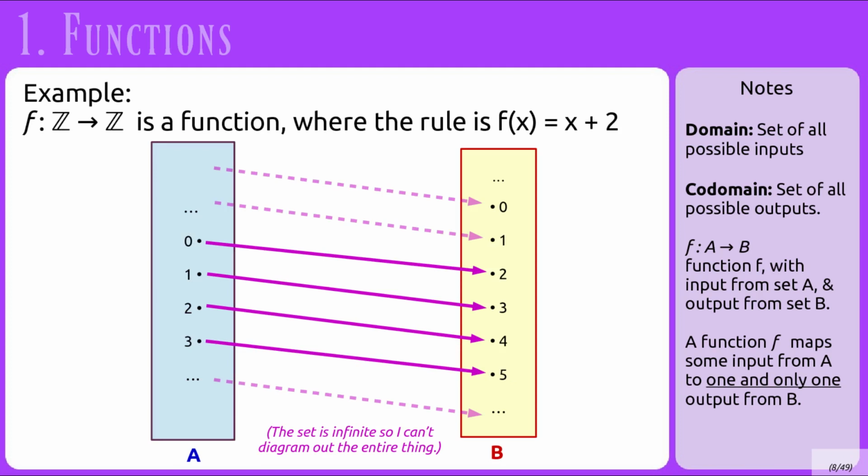Sometimes we'll have a function where the codomain or the domain is from an infinite set, such as the set of all integers. In this case, you only write out a few elements of the set for the domain and the codomain, and then draw some mappings between them. So here we have a function where both the domain and codomain are the set of all integers, and the rule of f of x is x plus 2. We can't diagram every single element, but we can diagram a few of them, so that's all we need.